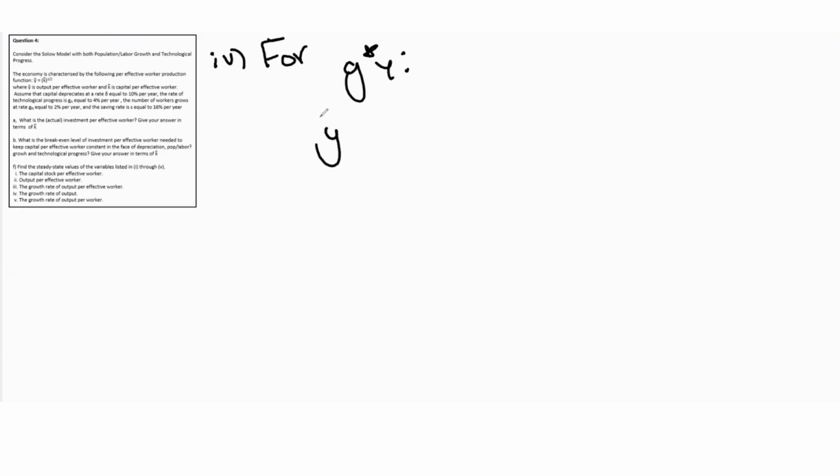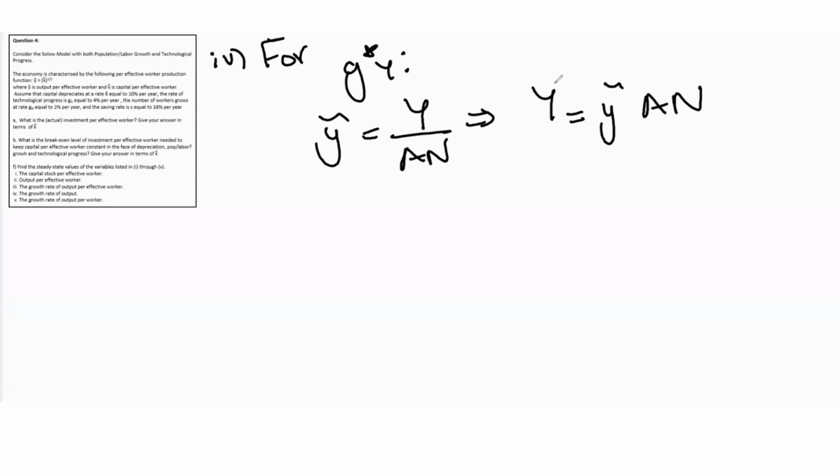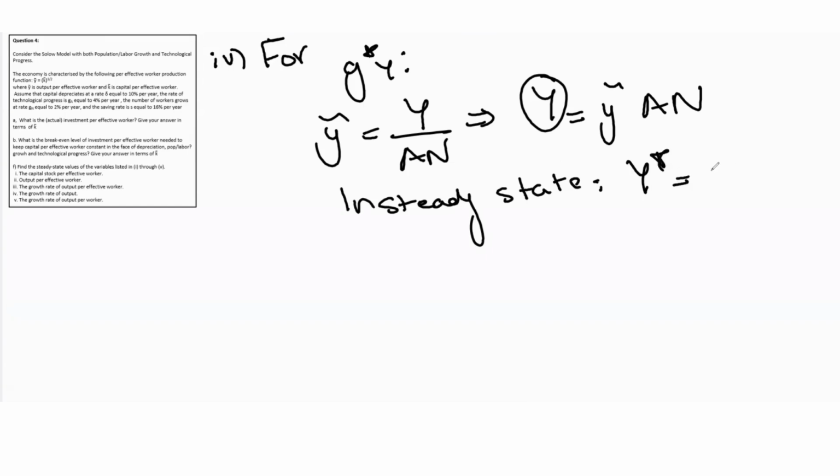So now we know we defined Y tilde as Y by EN. So from here I can solve for Y. Y is just Y tilde times EN. I can make Y the subject because I want to find the growth rate of output. Now in steady state, Y star would be equal to Y tilde star. So I'll just plug in the steady state value of output per effective worker, and I'll get the steady state value of output.